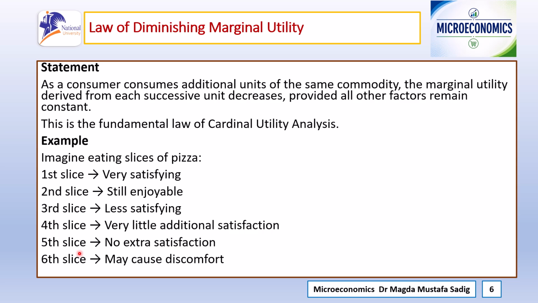This law explains many consumer decisions in everyday life. It also helps explain why demand curves generally slope downward. As consumers receive less additional satisfaction from each extra unit, they are only willing to purchase more if the price falls.